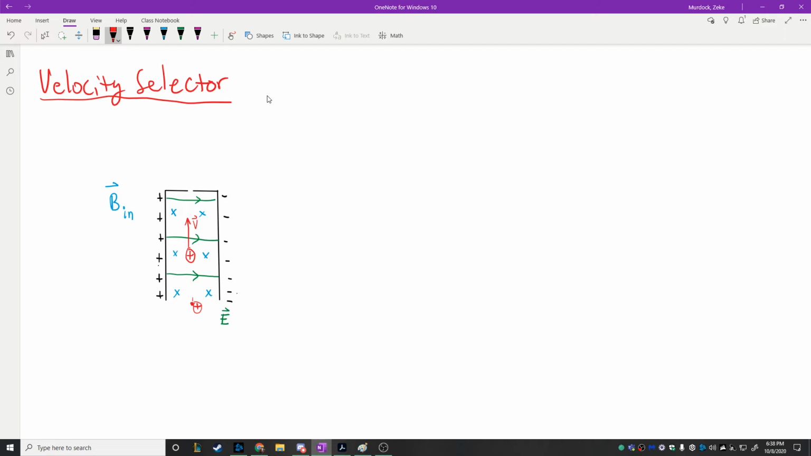Can y'all tell me, what's the direction of the electric force on this particle? What's the direction of the electric force? It's to the right, exactly. So there's going to be an electric force that's going to go this way. And then what's the direction of the magnetic force going to be? The magnetic force is equal to QV cross B. If you do V cross B and use the right-hand rule, what direction does the magnetic force point?